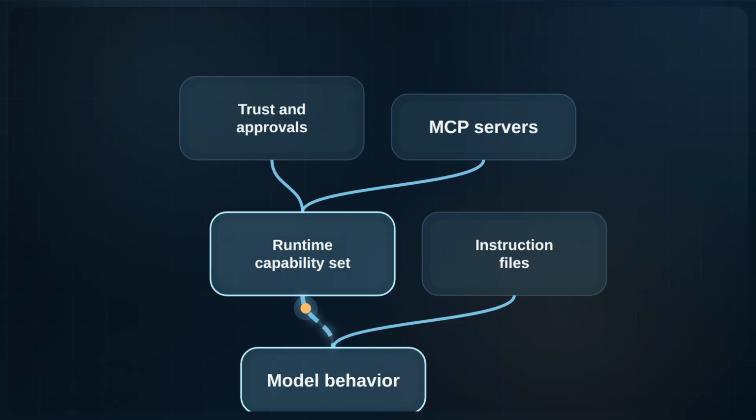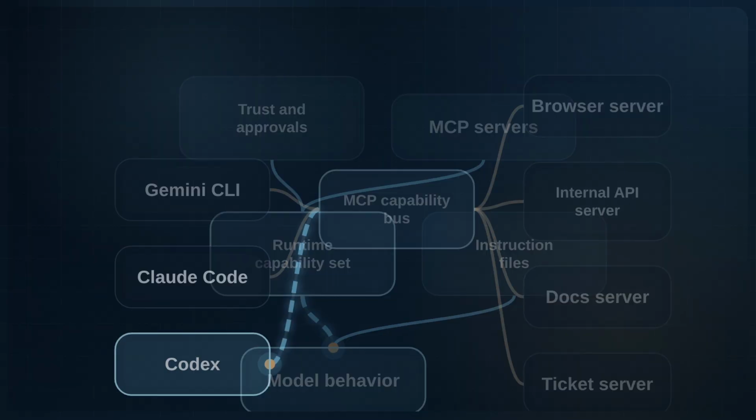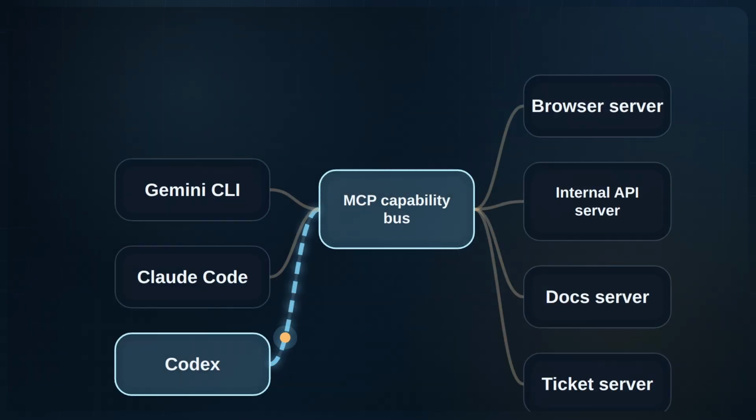If the model behaved oddly, look at instructions. If the wrong tools were visible, look at MCP registration. If something was blocked or demanded consent, look at policy. Blending those layers together is what makes agent systems feel haunted.